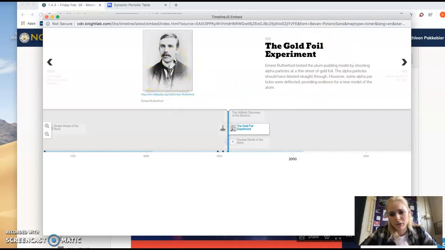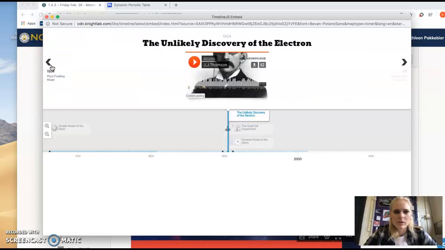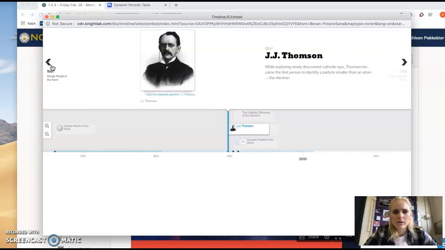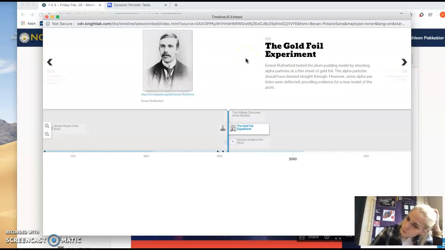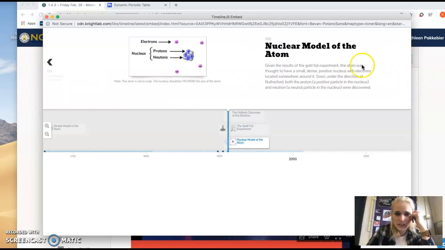So here's my boy Ernest Rutherford. He is much more handsome than JJ, if I don't say so myself. JJ just looks mad. He's got the stronger stash going on, a little side swoop of the hair. But then we come to Ernie, and Ernie just looks a little more well groomed, in my opinion. So this is Ernie, and he does his gold foil experiment in 1911. That's the important year to remember here. 1911 is when he does this, and that's when he creates this nuclear model of the atom.